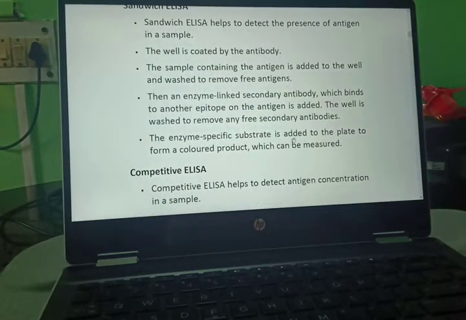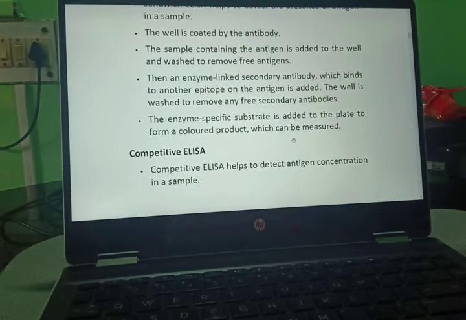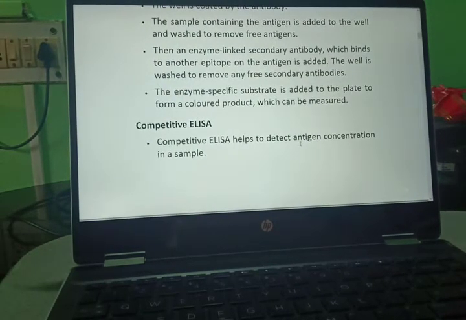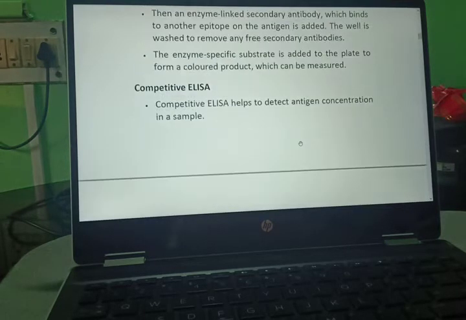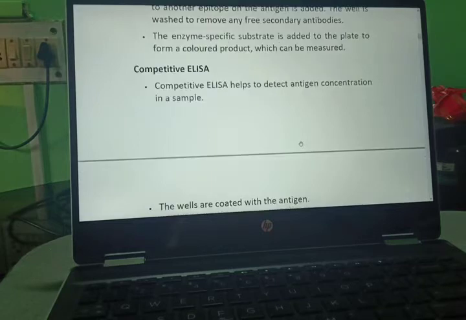Sandwich ELISA. Sandwich ELISA helps to detect the presence of antigen in a sample. The well is coated by antibody. The sample containing the antigen is added to the well and washed to remove the free antigens. Then an enzyme linked secondary antibody which binds to another epitope on the antigen is added. The well is washed to remove any free secondary antibodies. The enzyme specific substrate is added to the plate to form a colored product which can be measured.